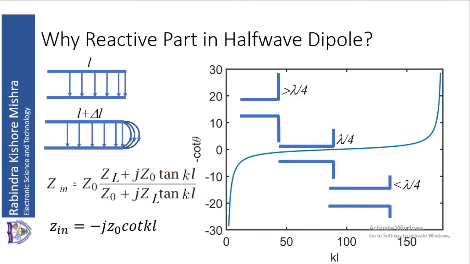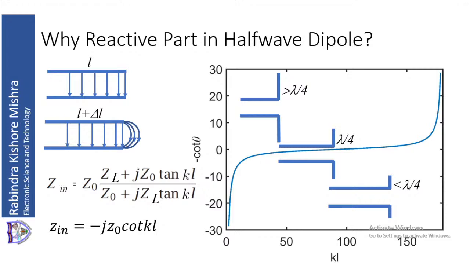Pure resonance does not occur. It is reactive in nature. There is an inductive part. Now how to compensate for that? To compensate for that, we should reduce L by an amount of delta L.